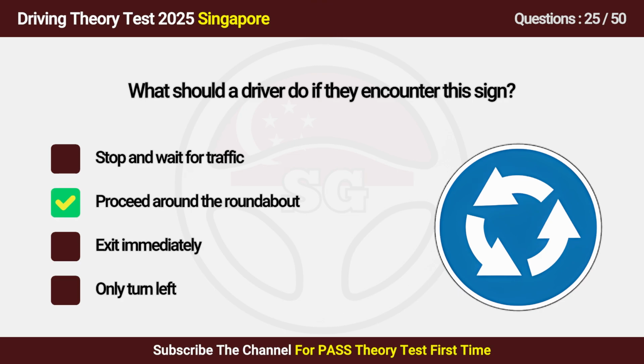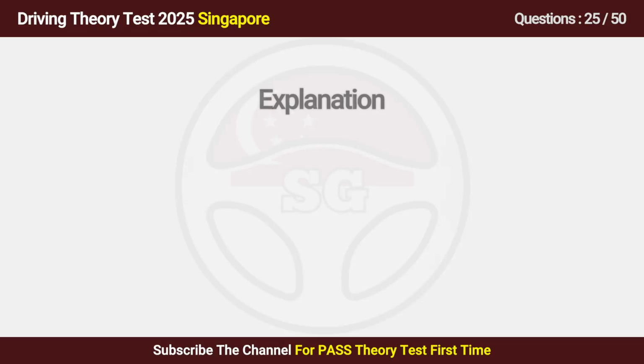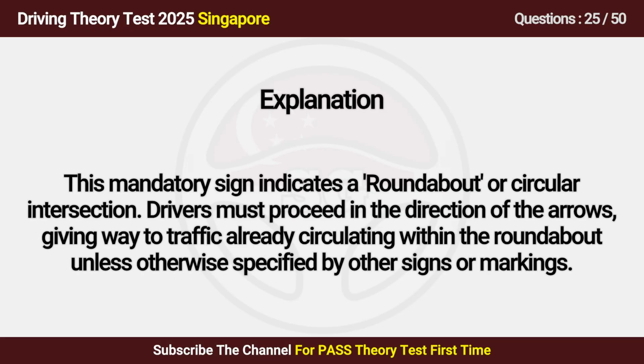Answer is B. Proceed around the roundabout. This mandatory sign indicates a roundabout or circular intersection. Drivers must proceed in the direction of the arrows, giving way to traffic already circulating within the roundabout unless otherwise indicated by other signs or markings.